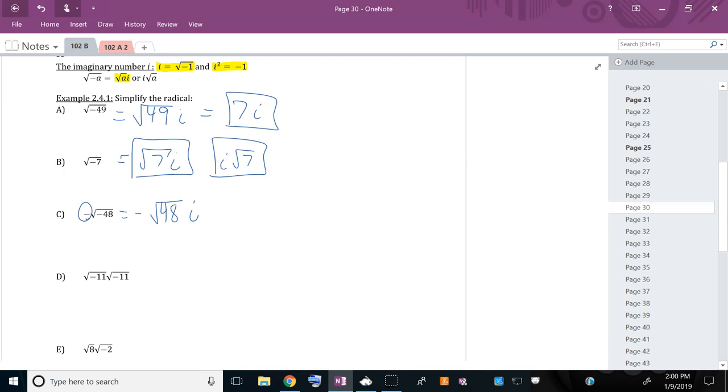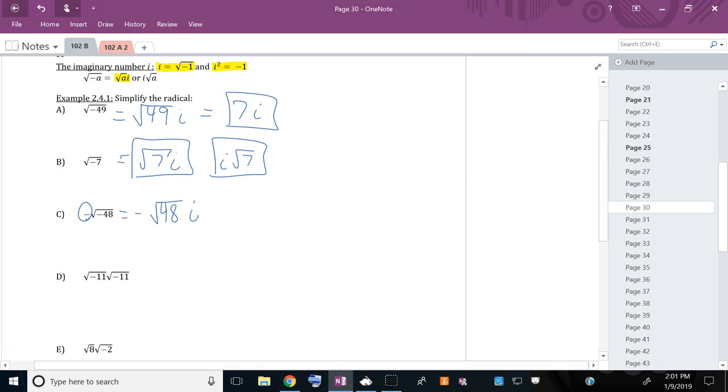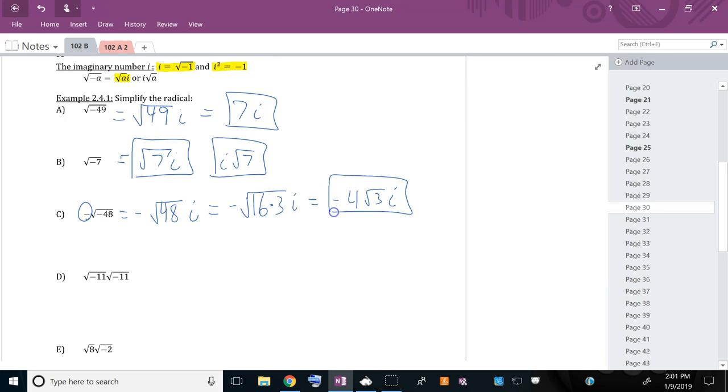Now, 48 is not a perfect square, but there are perfect squares that multiply up to 48. 48 is 16 times 3. So let's rewrite that as 16 times 3. And the square root of 16 is 4. So I get -4 root 3 times i. Again, you can also rewrite that as -4i root 3. So that means we might have a radical in our answer and an i. That will happen sometimes. And it's also negative.